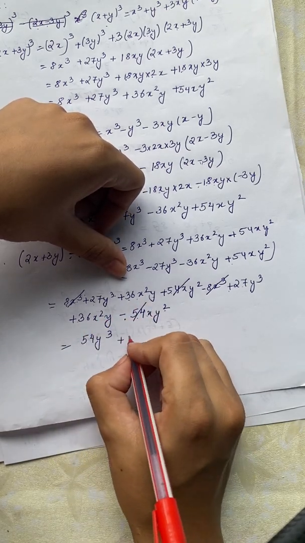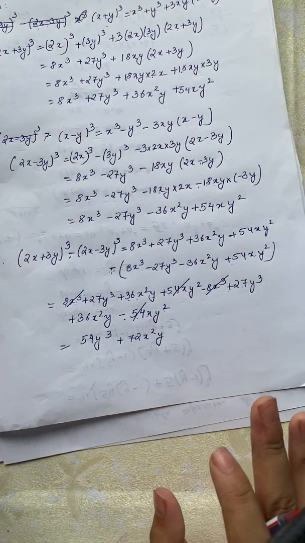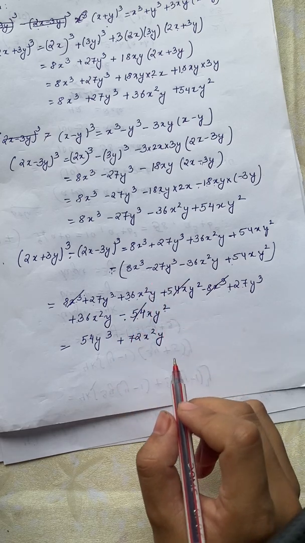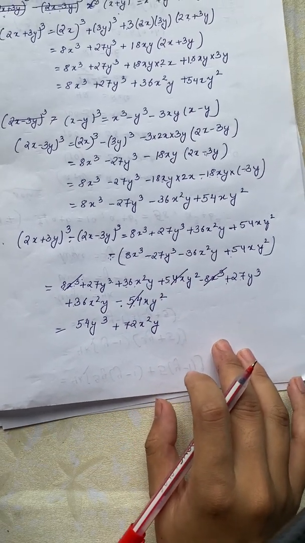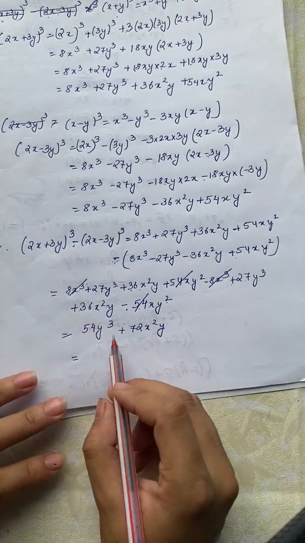What is this? 72x²y. Clear? The rest, you cannot do anything with it. Here, everything is cancelled out already. So the next thing, what will you do? See, now you think properly. What is the value common to both?